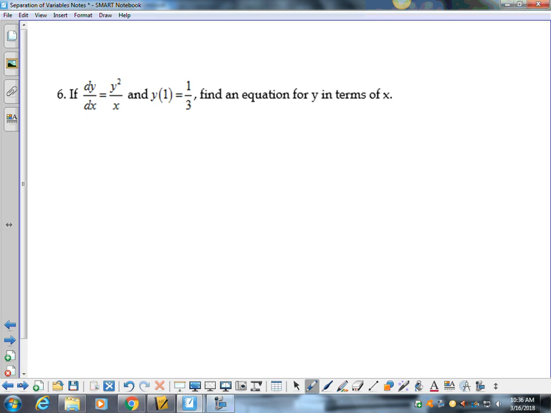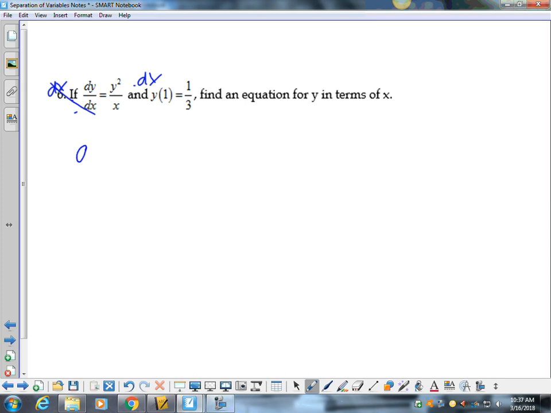Find an equation for y in terms of x. Okay, separate your variables. Ooh, no, that didn't work. I don't want to multiply by x. Do I? I just multiplied both sides by x. Do I want to do that? No, I don't want to move the x over here with the dy. You want to multiply by dx? Okay, I'm with you there.